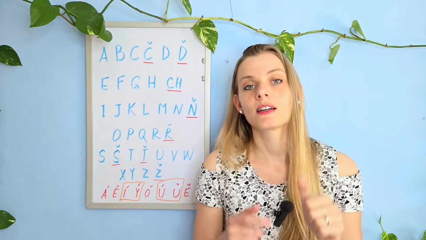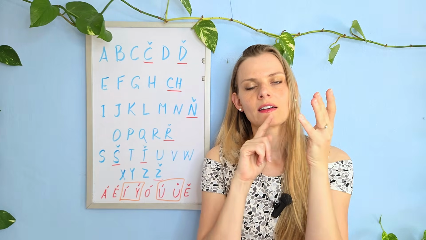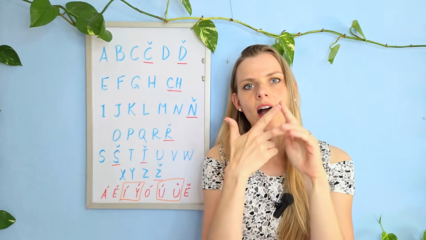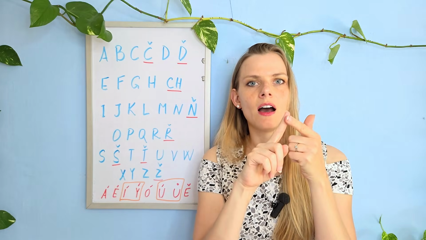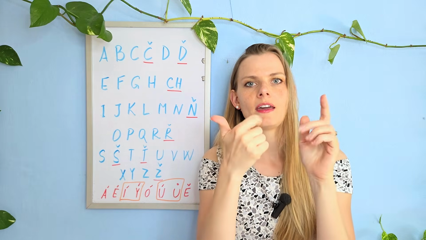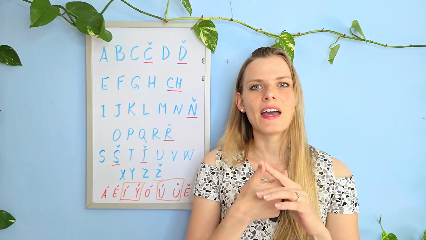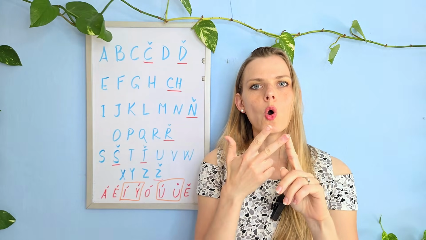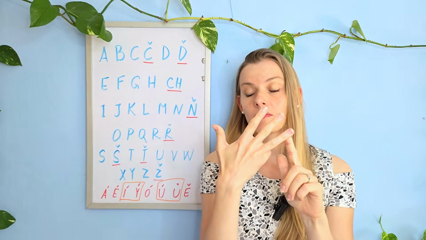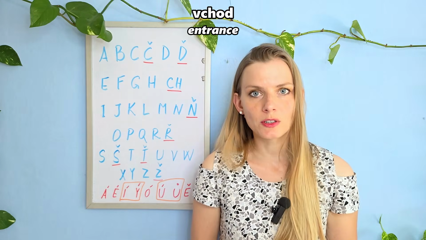The first one. Z, A, H, R, A, D, A. The word is zahrada. Garden. Další. V, H, O, D. Easy. Vchod. Vchod means entrance.